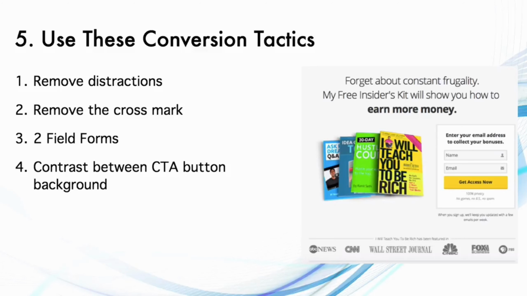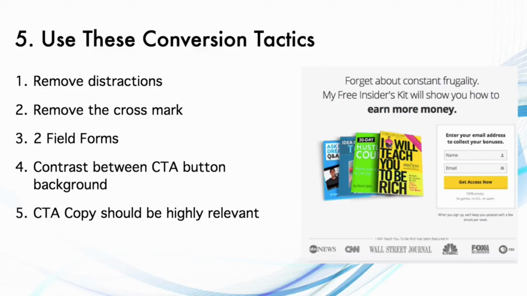The fourth conversion tactic would be contrast between CTA button and background. If you see in the image, the button is yellow and the background is white. So the button is clearly popping out, and once you use contrasting colors, the attention goes up, and as a result the conversion will go up.